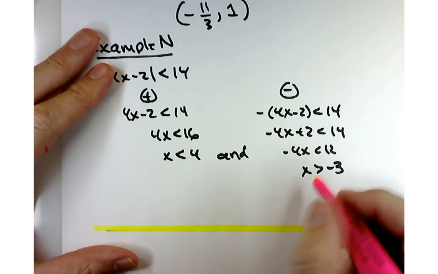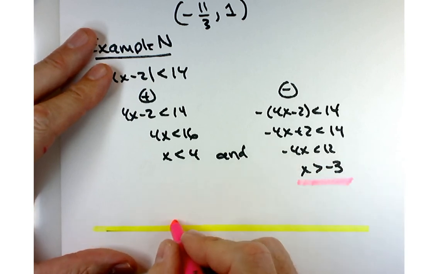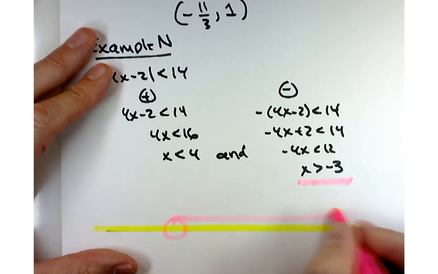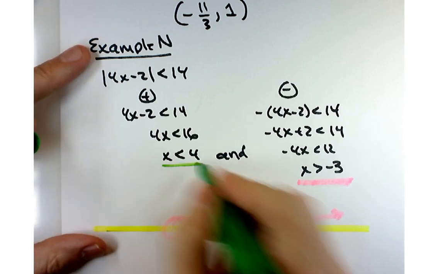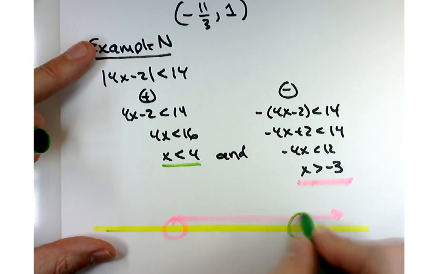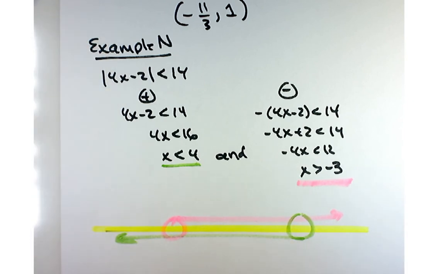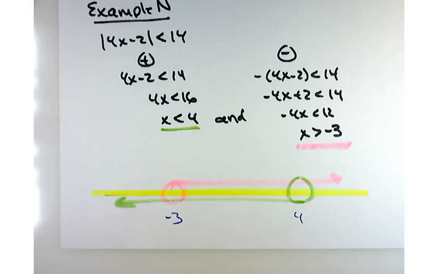So we want everything to the right of negative 3. So that's going to be here at negative 3. Everything to the right. And then everything to the left of 4. So there, to the left. So we've got our negative 3 and 4.